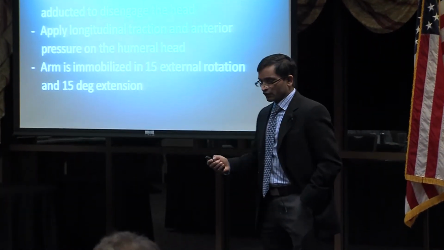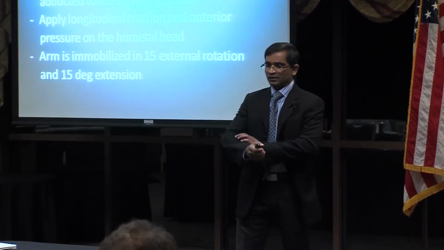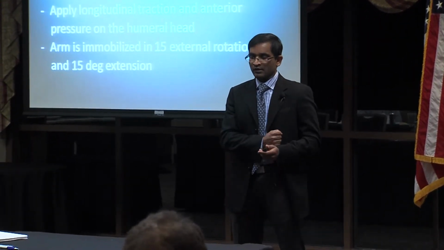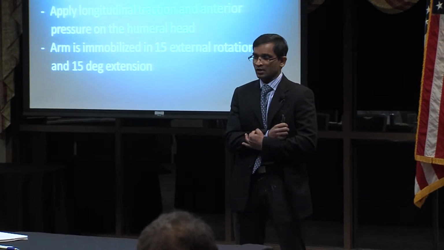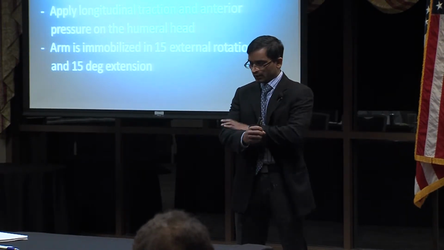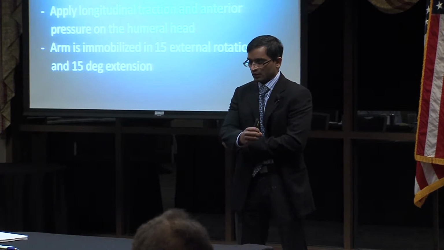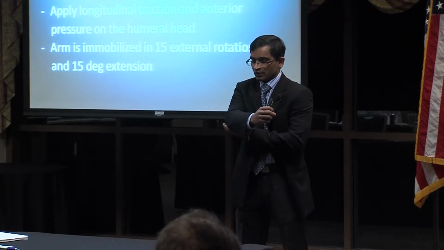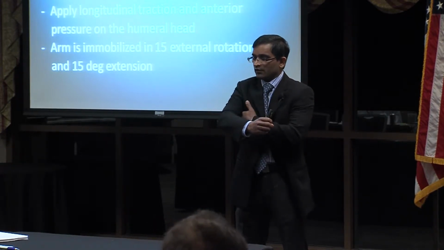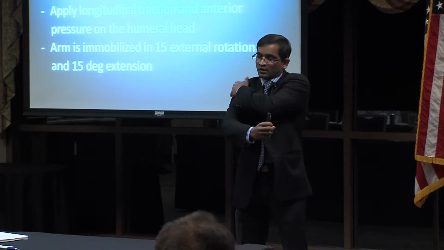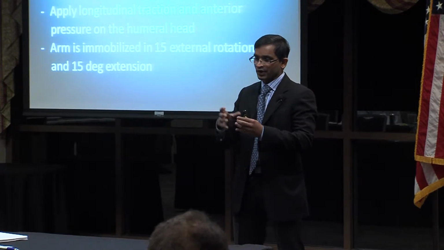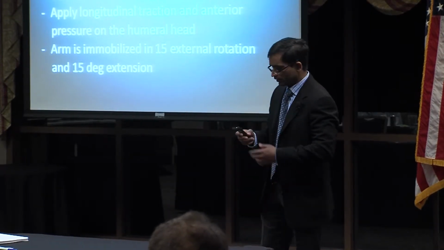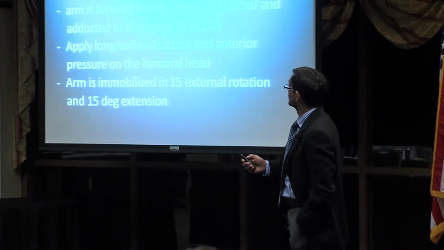And the reduction maneuver is, as I said, usually the deformity is in internal rotation, so they'll be holding the arm like this, and what we need to do is a forward elevation and traction, with some counter traction, and the person giving counter traction can put some anterior pressure on the humeral head, and it will just fall back in place.